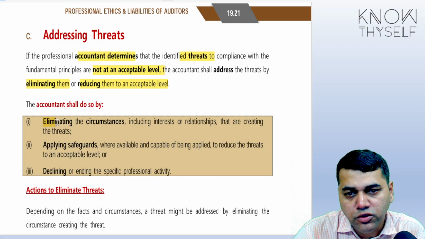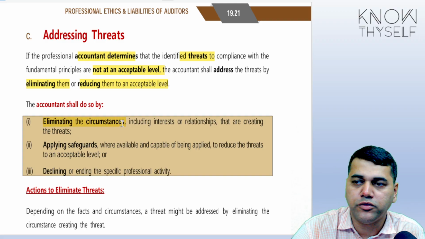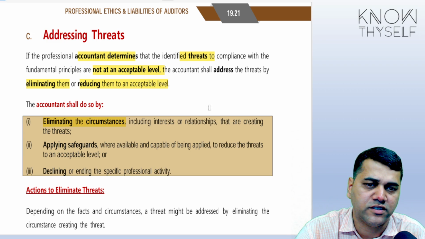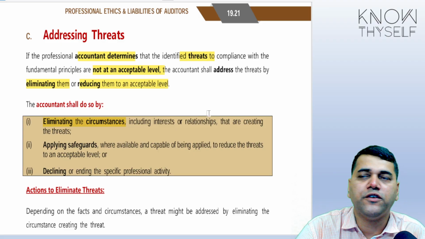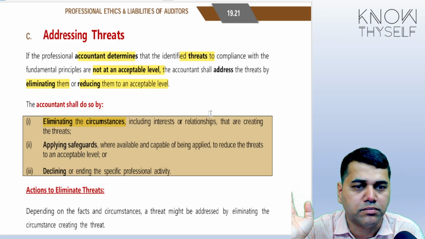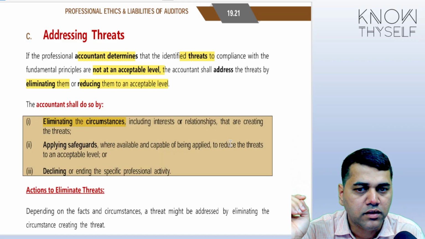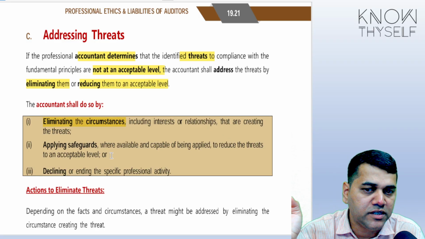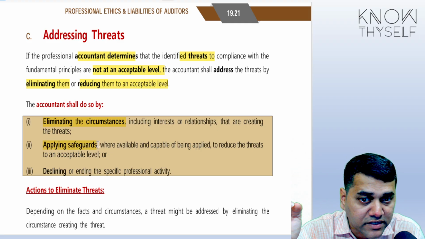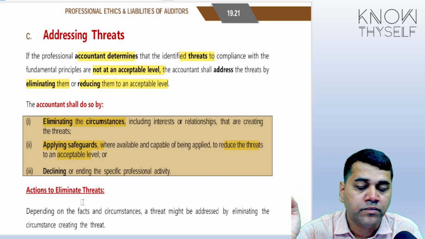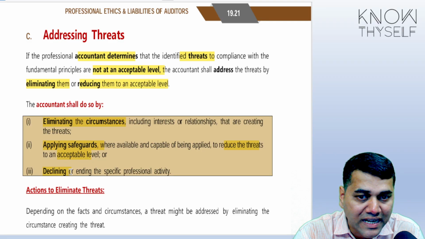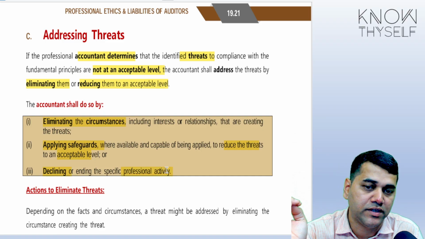How? Either you eliminate the circumstance, like suppose if a self-interest threat is there, you sell the shares. If a self-review threat is there, you appoint someone else. If you have got an intimidation threat, you tell them it's not going to happen. So first you try to eliminate the threat. If you cannot do that, then apply the safeguards where you can reduce the threat to an acceptable low level. If that also you cannot do, then you should decline or end the professional activity.